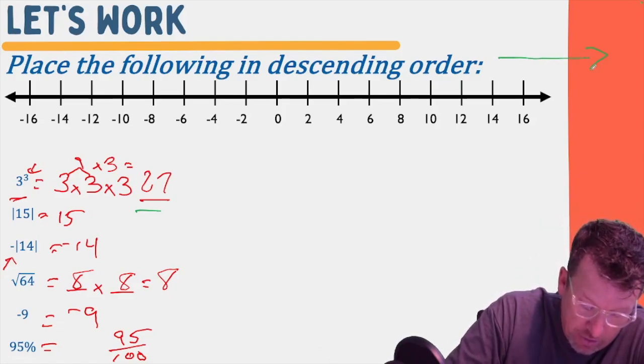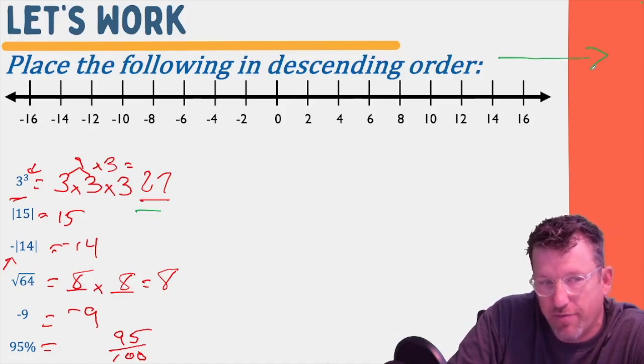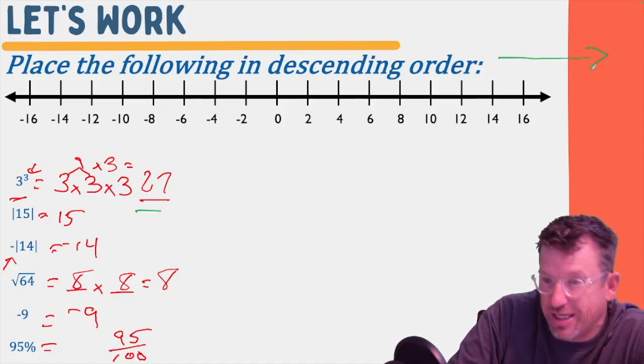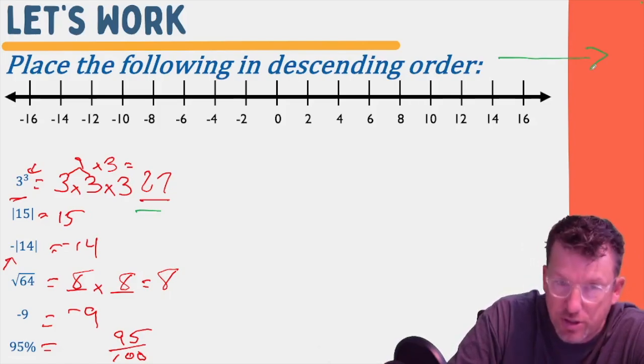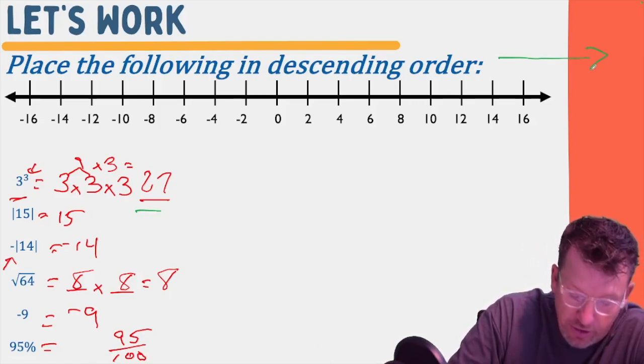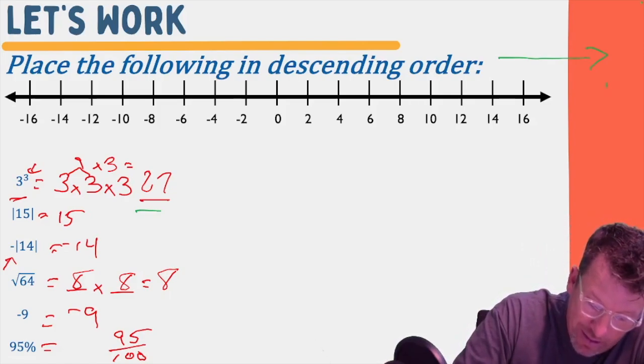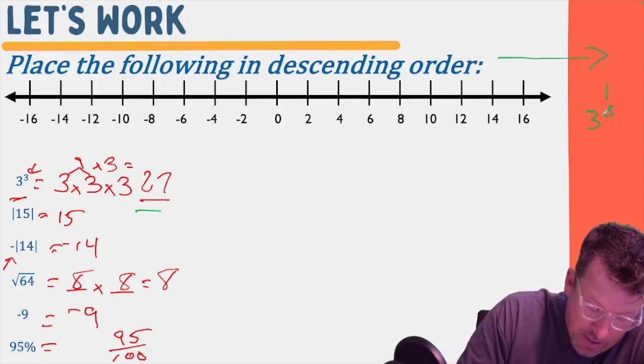But remember, when you have a problem that asks you to put numbers in order, they don't want you to put the numbers that I wrote in red over there. They want your original numbers. So 3 to the third equals 27. So I'm going to go all the way out here wherever 27 was, and I'm going to write 3 to the third. The next one says it's 15, but that is the absolute value of 15.